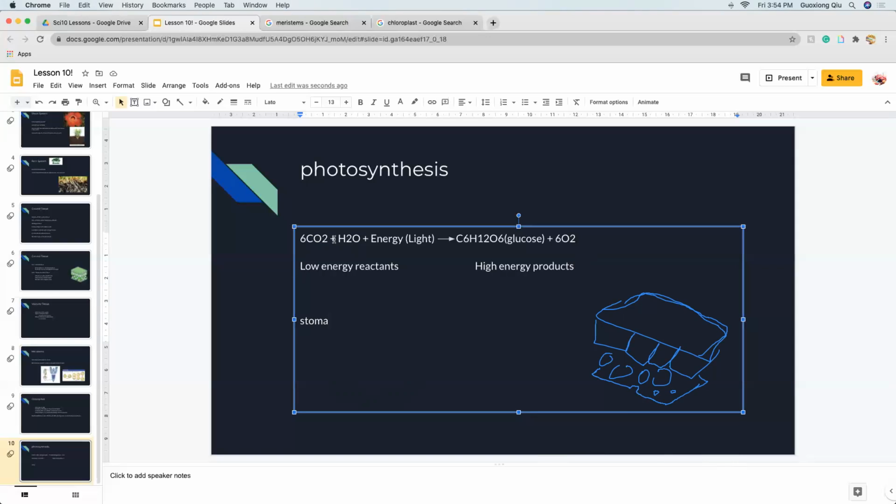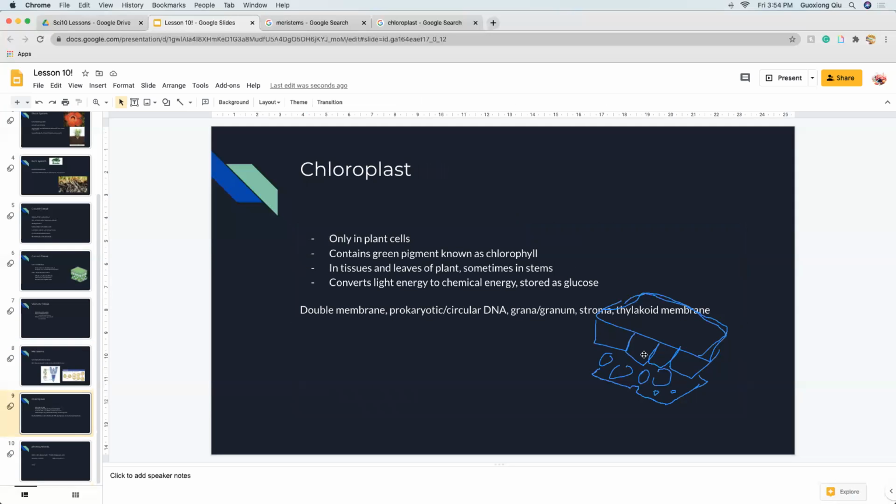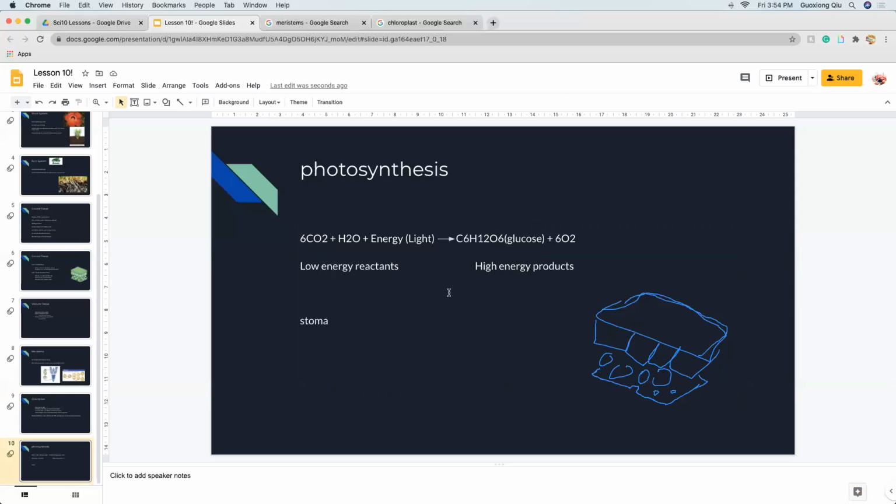This is where gas diffusion takes place. Your CO2 enters through these tiny holes on the bottom of your epidermis. CO2 enters in, whoosh, and now your photosynthesis occurs, and then your oxygen comes out through that same hole. And now we have oxygen in the atmosphere. That's what happens.